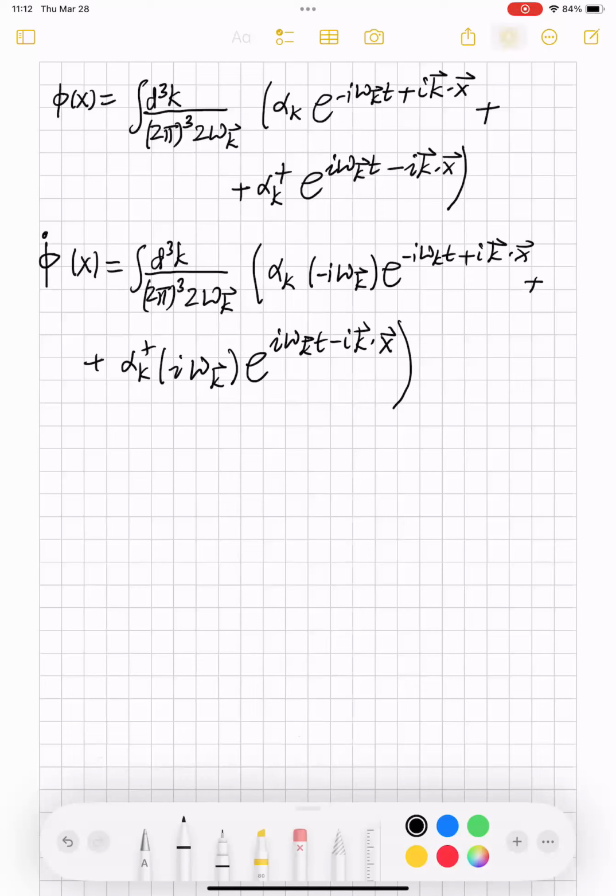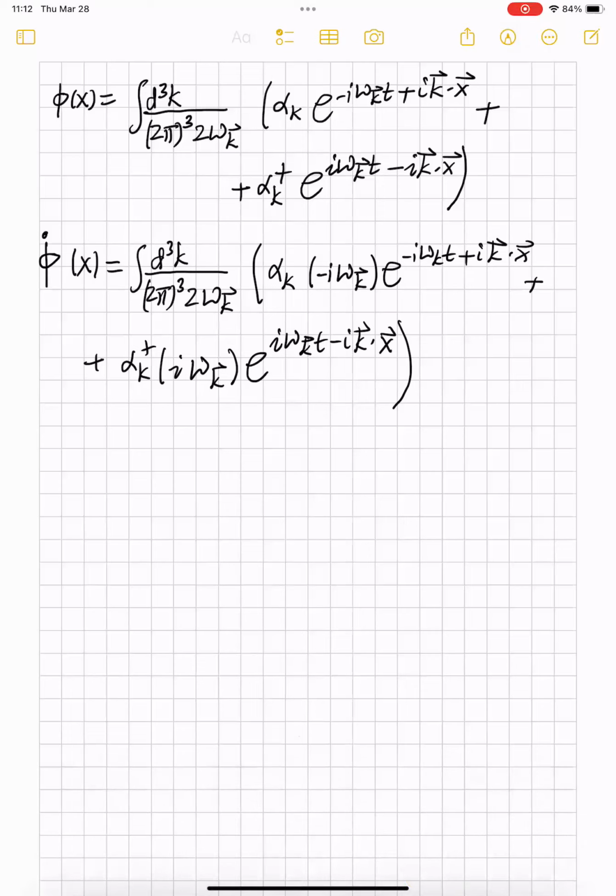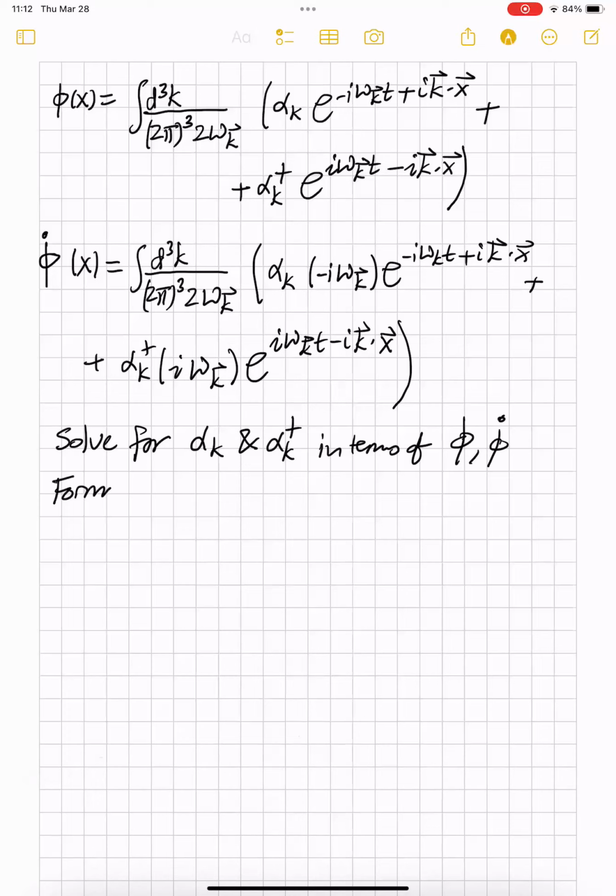The task that I want to consider now, and this is the thing that is so important, is we now want to solve for alpha k and alpha k dagger in terms of phi and phi dot. So I want a formula for alpha k and alpha k dagger as functions of phi and phi dot. Now, if you look at the formulas above for phi and phi dot, they look like we're taking a Fourier transform.